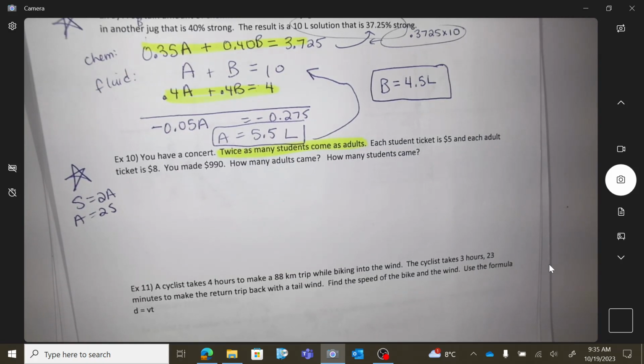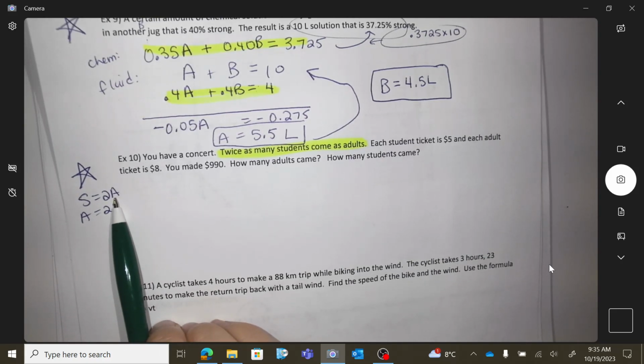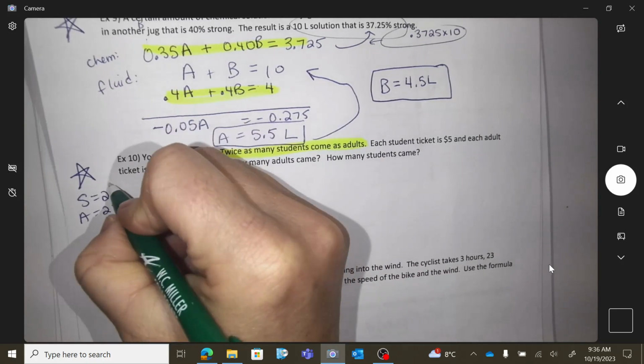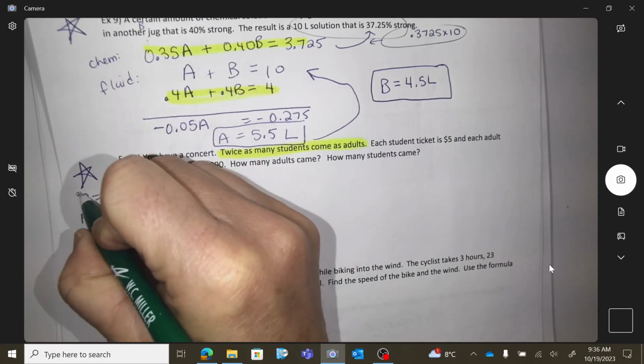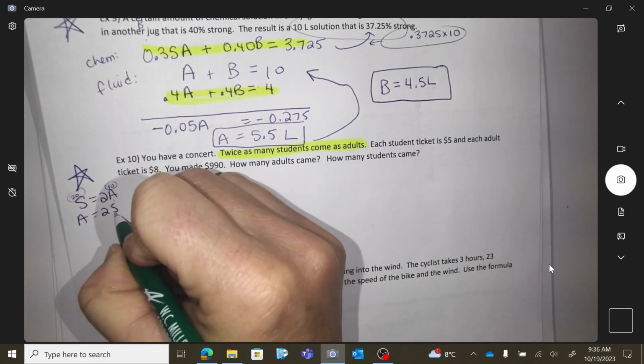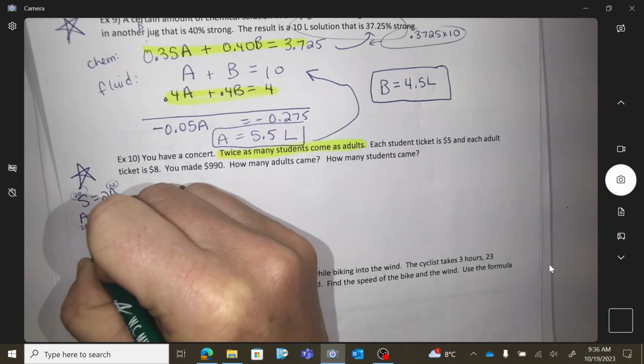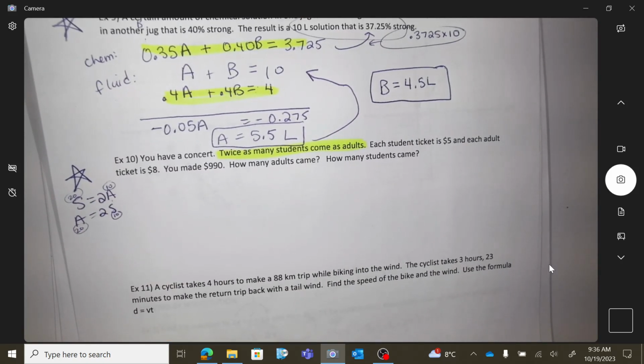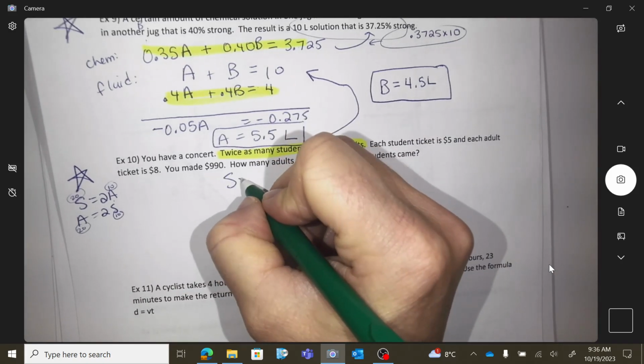You know how you can check? Just put in some numbers. So for instance, if I put a 10 in this spot, then the students would be 20. If I put a 10 in that spot, the adults are 20. So which one tells me there's twice as many students as adults? The top one.